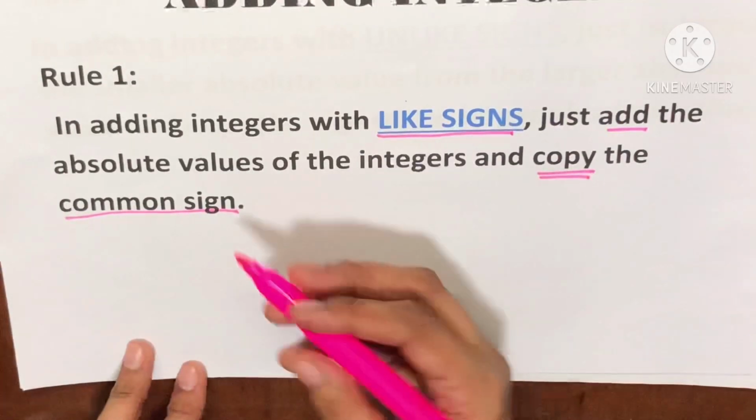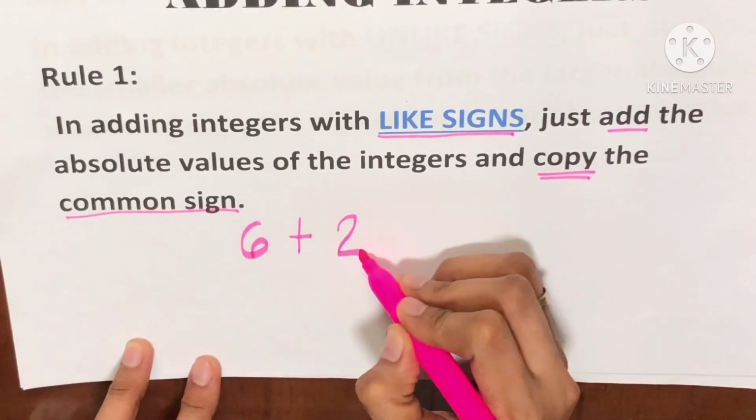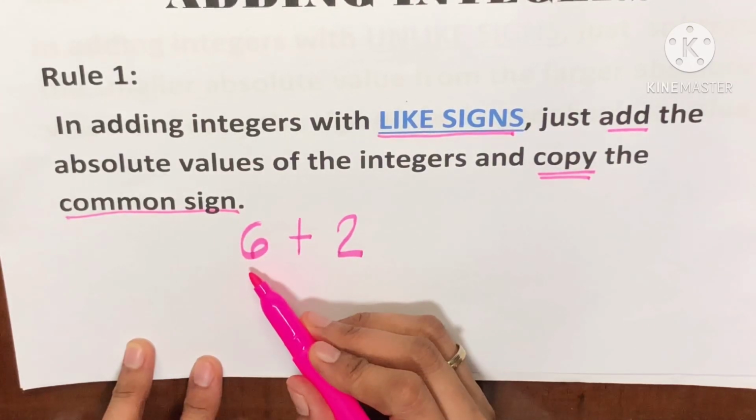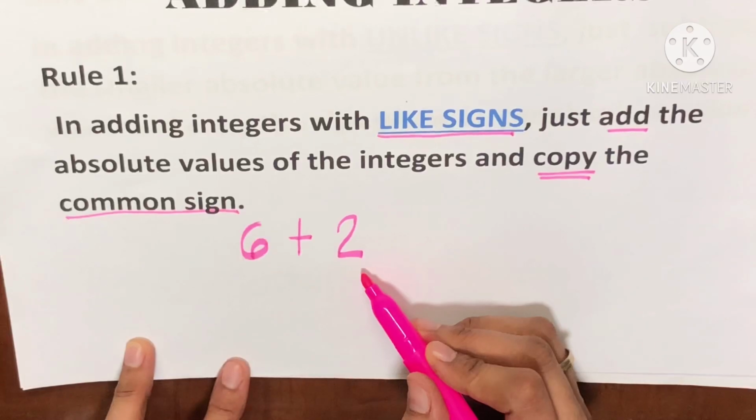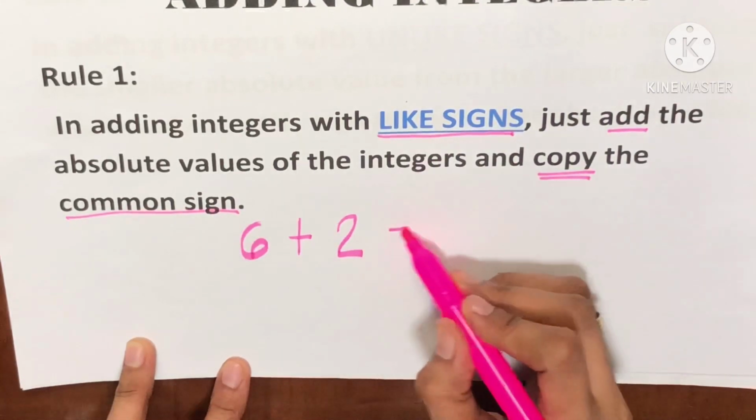Okay, for example, we have 6 plus 2. So 6 is a positive number and 2 is also a positive number. They have like signs. So 6 plus 2 equals 8.